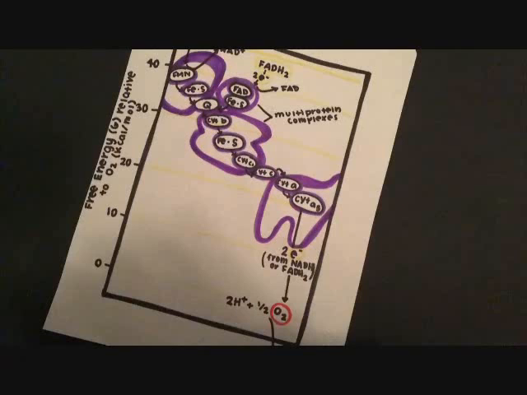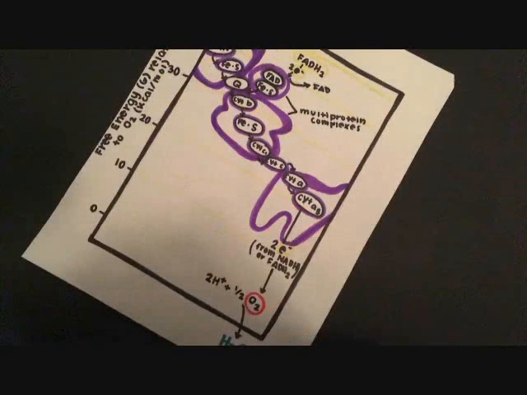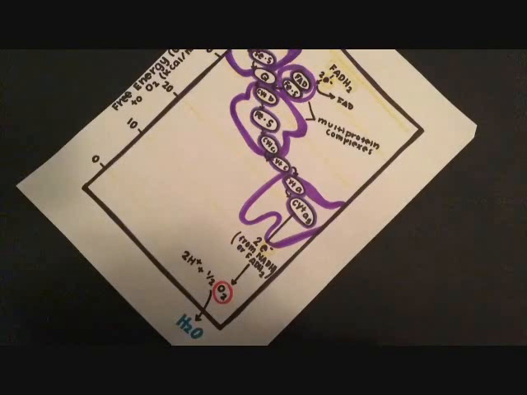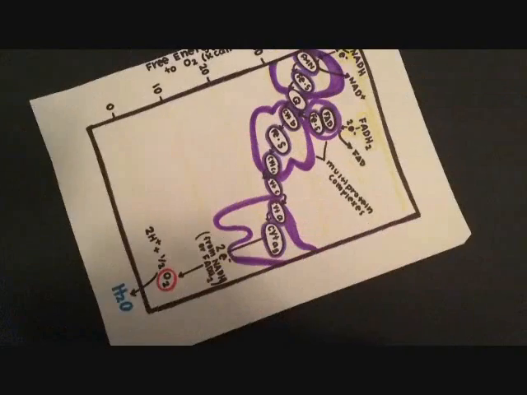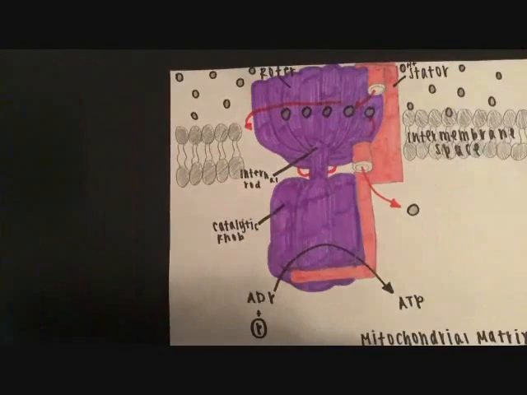This diagram gives you an in-depth look at the electron transport chain, which consists of 3 complexes of integral membrane proteins: NADH dehydrogenase, complex 1, cytochrome C reductase, complex 3, and cytochrome C oxidase, complex 4. Also, it contains 2 freely diffusible molecules, ubiquinone, which is also known as coenzyme Q, and cytochrome C.